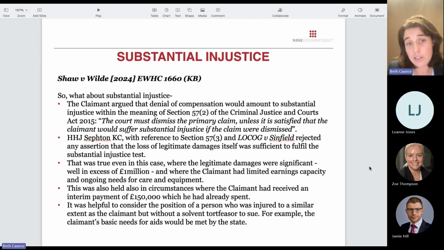the substantial injustice test. And that was the case even here, where the legitimate damages were significant, well in excess of £1 million, where the claimant had limited earnings capacity and genuinely did have an ongoing need for care and for equipment. What the judge said in this case was it can be helpful to consider what somebody who is similarly injured would do if they didn't have anybody to sue for what had happened to them. And so in this case, the claimant's basic needs for aids and for equipment would be met by the state.